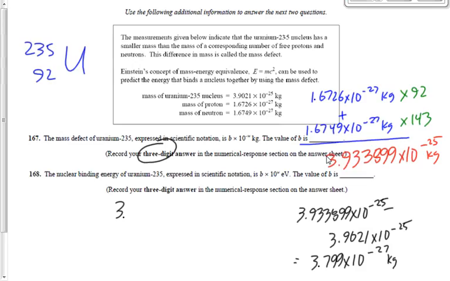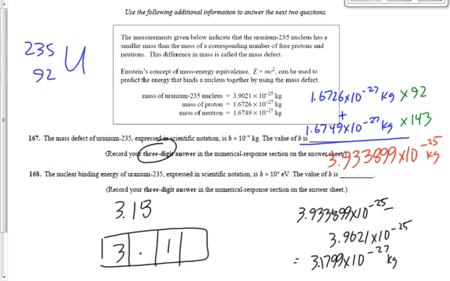3.1799. Okay, Joseph was just kidding. 3.1799. So we're going to say it's 3.18. We'll express that as 3.18. Or for all you French immersion kids out there, 3,18.